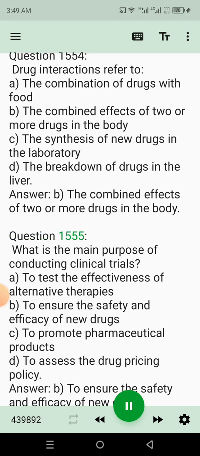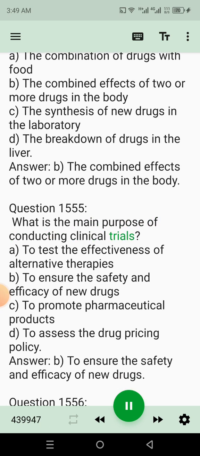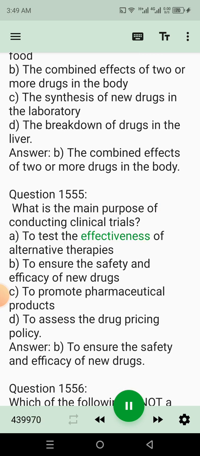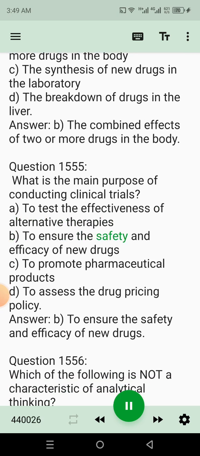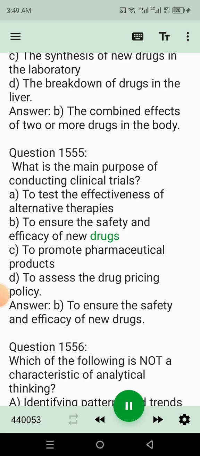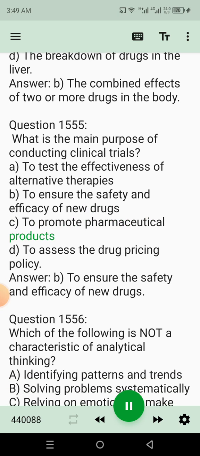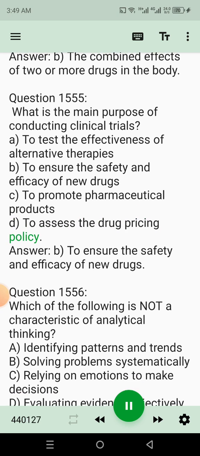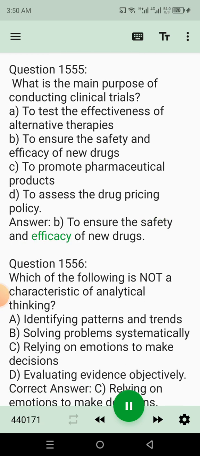Question 1555. What is the main purpose of conducting clinical trials? A. To test the effectiveness of alternative therapies. B. To ensure the safety and efficacy of new drugs. C. To promote pharmaceutical products. D. To assess the drug pricing policy. Answer: B. To ensure the safety and efficacy of new drugs.